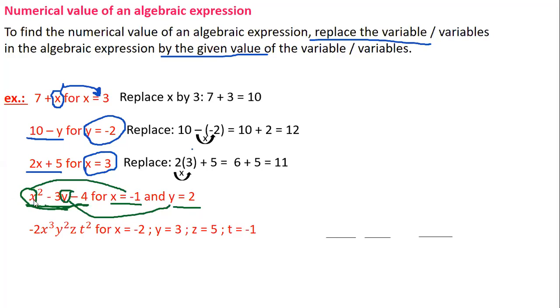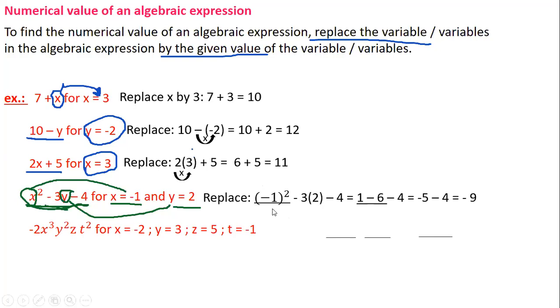So what do we write, Maya? -1 between parentheses, and outside, the exponent 2. Squared. Okay. -3, we should replace y by 2. Where do we write the 2, Maya? Do we just write 2, or should we write it in parentheses? In parentheses. Bravo, because it is multiplied by 3. So -1 is replaced between parentheses and y, which is 2, is replaced between parentheses.